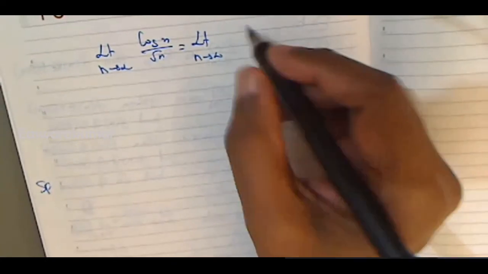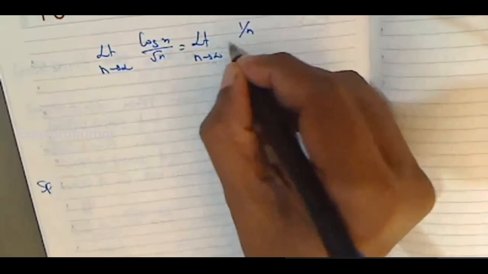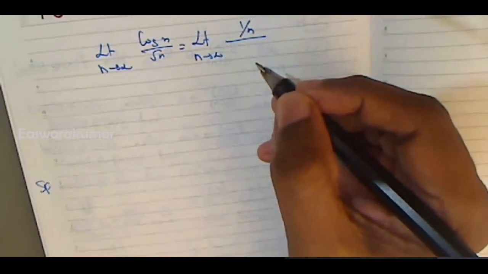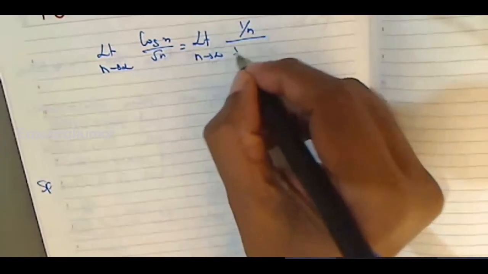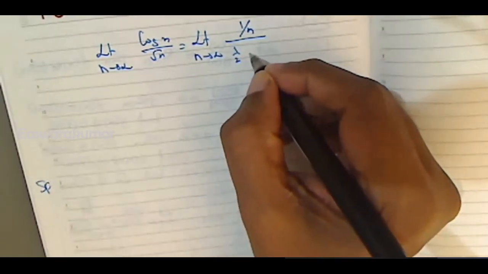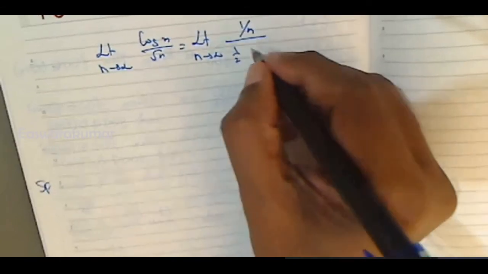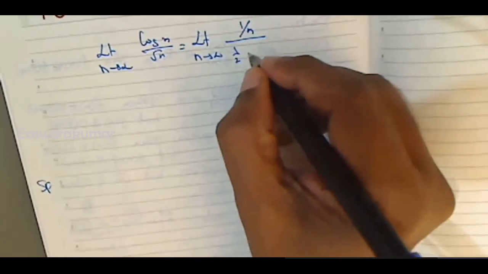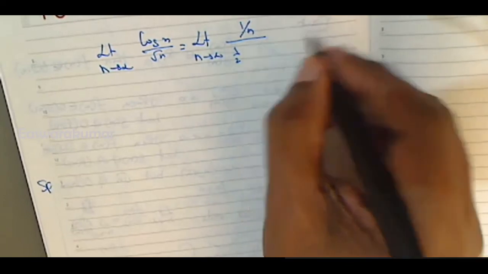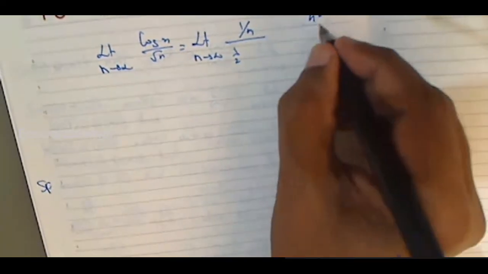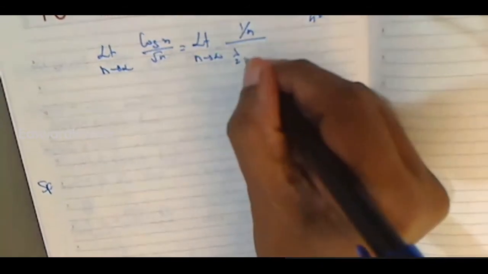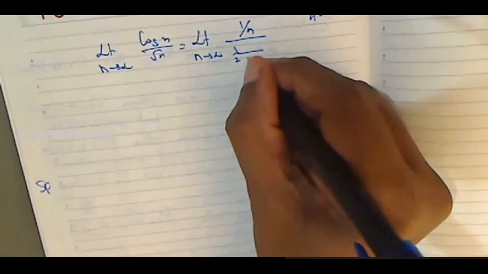So 1 by n. Okay, 1 by n. Then what's the derivative of root n? 1 by 2 root n. That means n power 1 by 2 minus 1, that is minus 1 by 2, right? Minus 1 by 2 means 1 by root n. So we can say it is 1 by 2 root n, right?